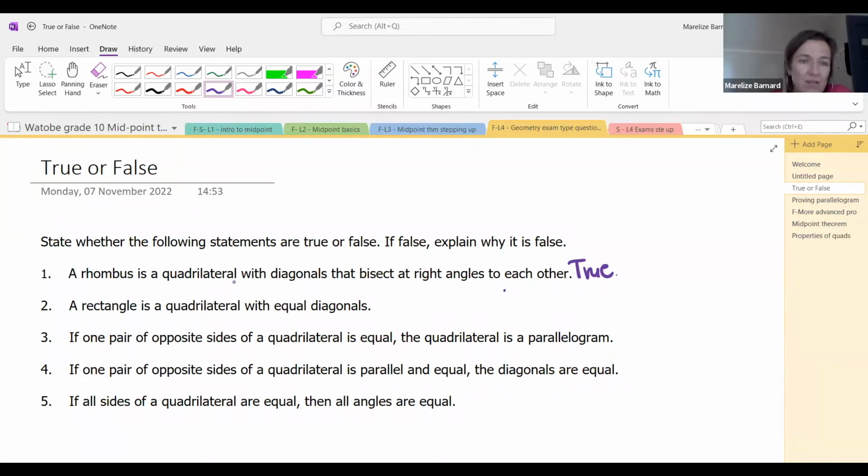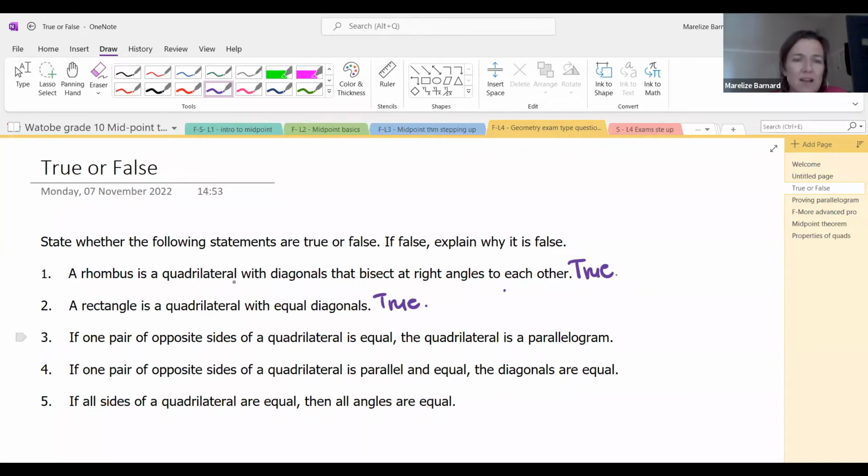A rectangle is a quadrilateral with equal diagonals. Put your answer in the chat. Don't guess, eh? Look it up. You don't have to try and remember it if you can't. Look it up. Look at your textbook. Ah, better. Yes, this is also true. The diagonals are equal. Okay, now let's see the next one.